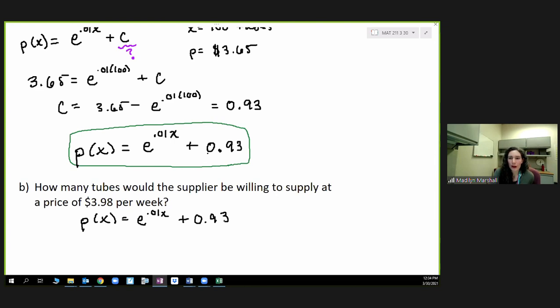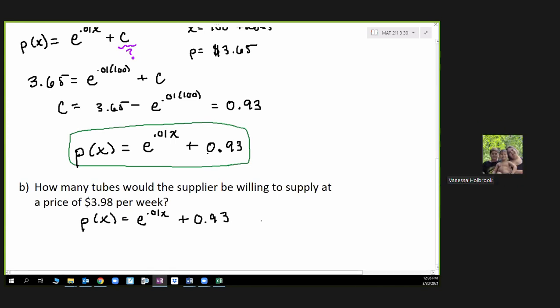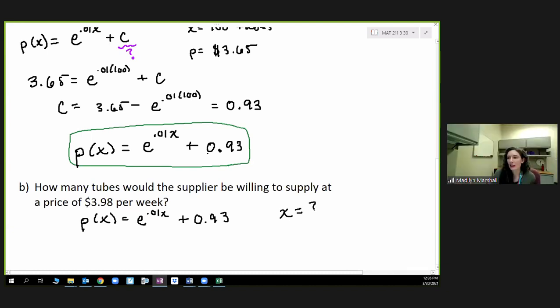So first of all, which variable are we going to be solving for here, p or x? If we want to know how many tubes the supplier will sell, x. Exactly. So x is our supply. That's how many tubes the supplier is going to give us. So we're being told that we have this price of $3.98, so we can just plug that right in.